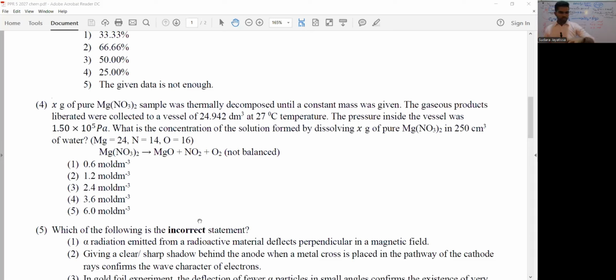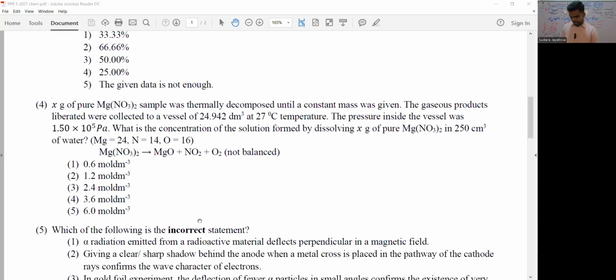They are sort of focusing you to find the number of moles of a given magnesium nitrate sample, telling you that it is X gram, and then you are using the same sample to dissolve in water. Then they're asking the concentration of that magnesium nitrate aqueous solution. That's really interesting, right? So let's see how many of you got the answer.